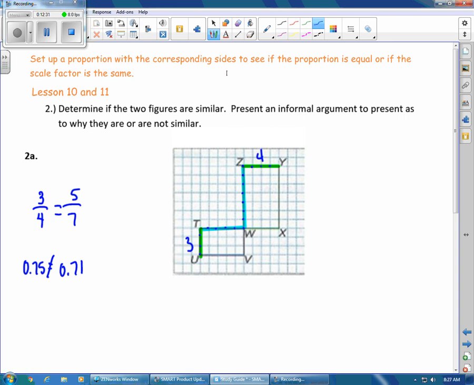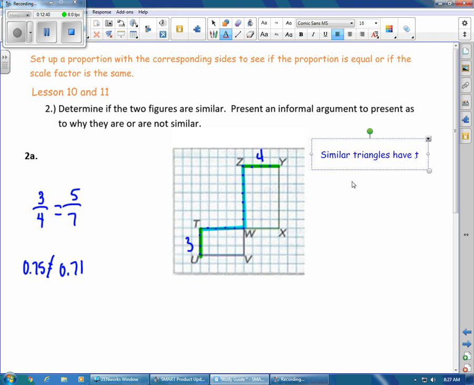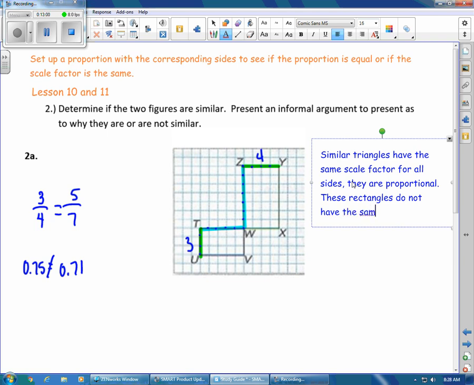So presenting an informal argument, I would say similar triangles have the same scale factor for all sides. They are proportional. These rectangles do not have the same scale factor. Therefore, they are not similar. That would be a perfect answer.